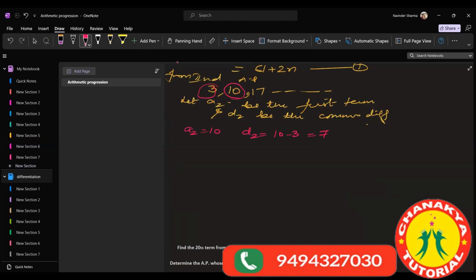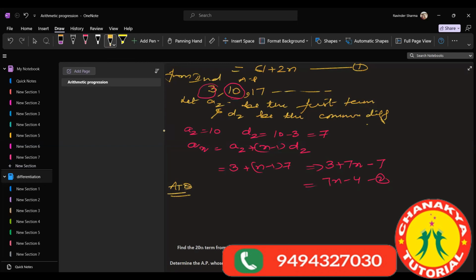Now the value of n. So the nth term will be A2 plus n minus 1 into D2. Now put the values: 3 plus n minus 1 into 7. Now solve. So it will be 3 plus 7n minus 7, so 7n minus 4. Understood? This thing is clear to all? Yes, ma'am.